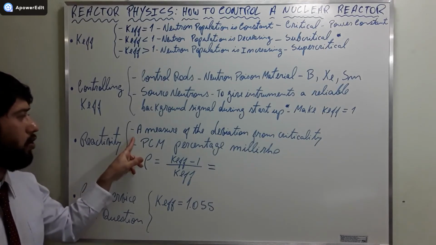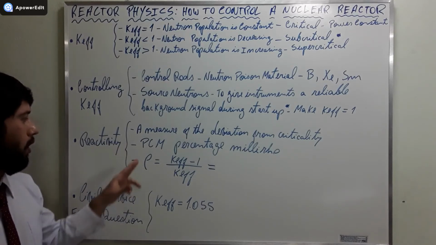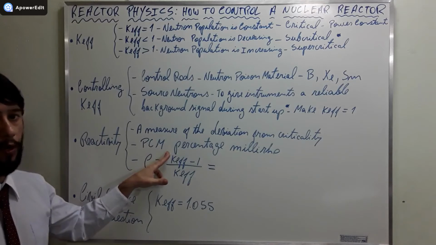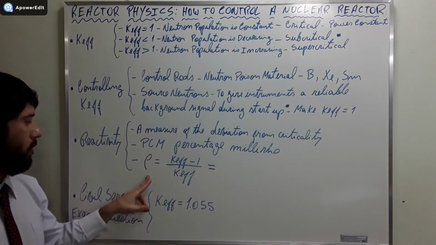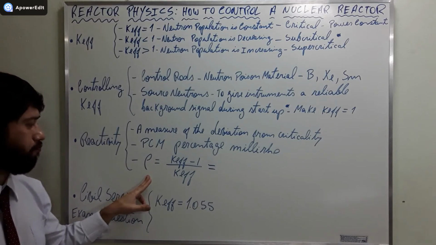Now let's see reactivity. Reactivity is a measure of the deviation from criticality. Its unit is pcm, or percent millirho, and ρ is related to K effective by this formula.